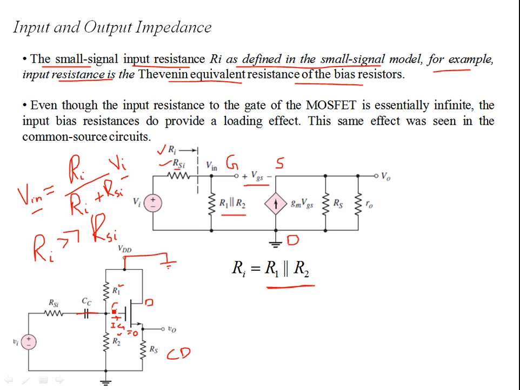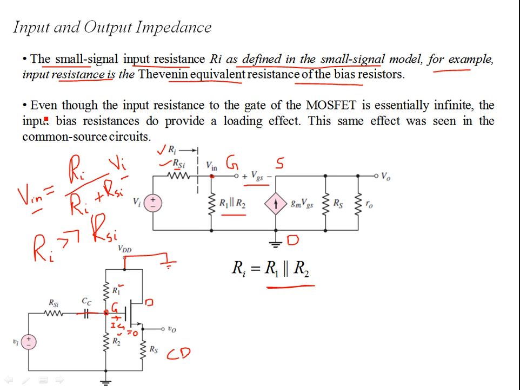These resistances set up the voltage Vg over here, and that Vg is given by R2 over R1 plus R2 into VDD. That's the DC Vg. Just like over here, we have a voltage divider expression for the input voltage at the gate node for the AC quantity.